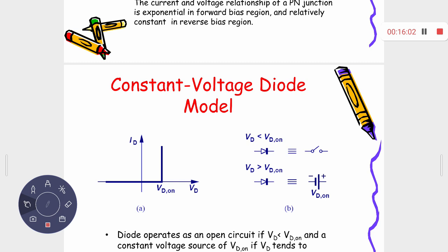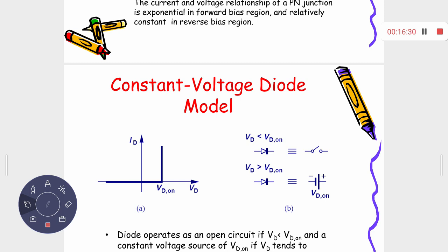VD on is the voltage. In fact, we have already considered that voltage. This threshold voltage, you can call it a cut-in voltage. It is 0.7 volt for silicon or 0.3 volt for germanium. That is the voltage VD on, the minimum voltage that is required to turn the device on. So whenever your applied voltage is less than VD on, there is no current.